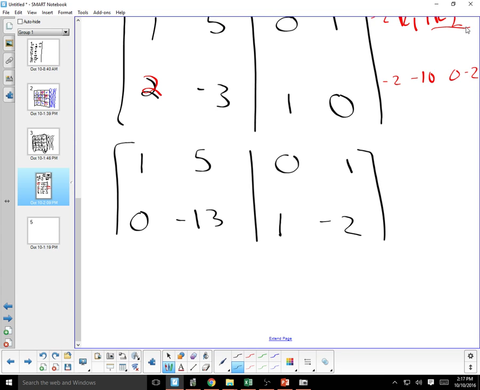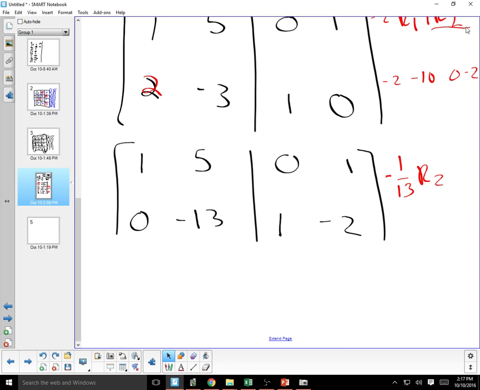Okay, so I want that diagonal of 1s with 0s under there first, and then I can worry about the top. The way I'm going to do that is I'm going to multiply row 2 by negative 1 over 13. That is the multiplicative inverse of a negative 13. Negative times a negative gives me a positive, and 13 over 13 becomes 1, which is exactly what I need to happen.